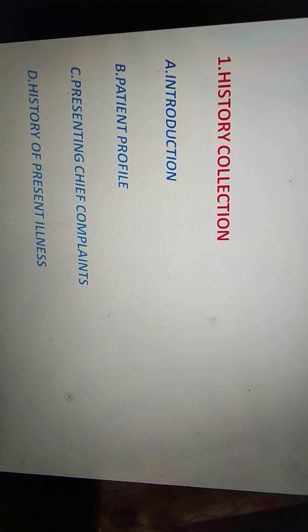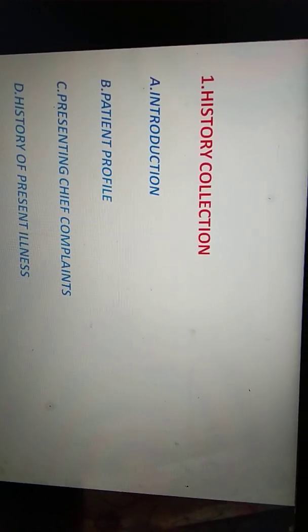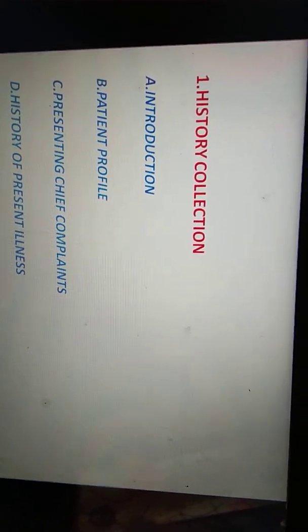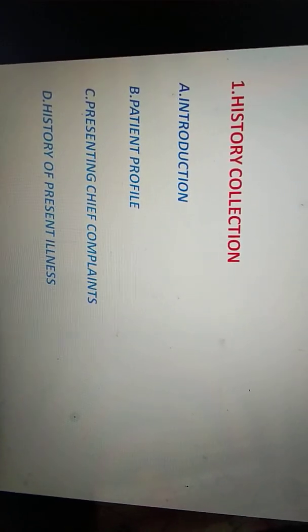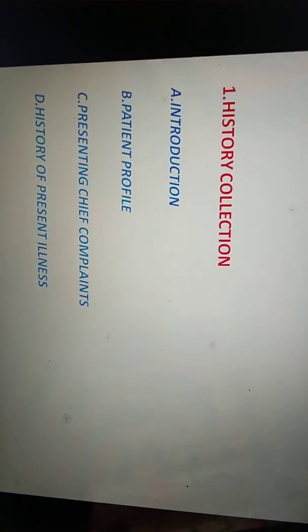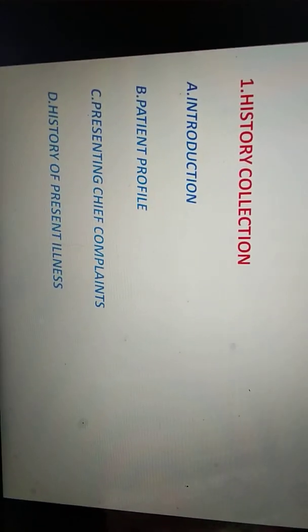First, I would like to know about the history. When the patient is admitted in the psychiatric hospital, the first and foremost thing is, as a psychiatric nurse, we need to collect the history from the patient, because history is the important thing. Without collecting history from the patient, we cannot do any nursing interventions, and we cannot identify which diagnosis or which disease condition the patient is suffering from.